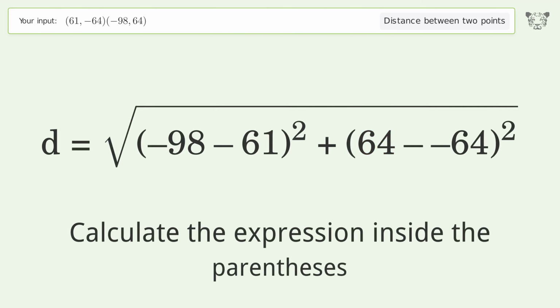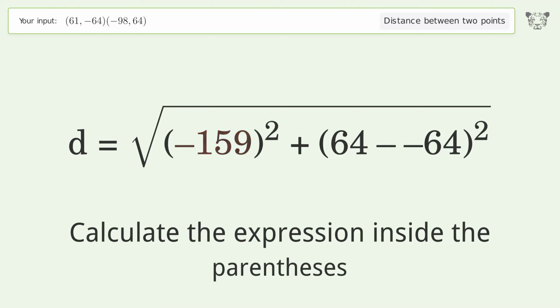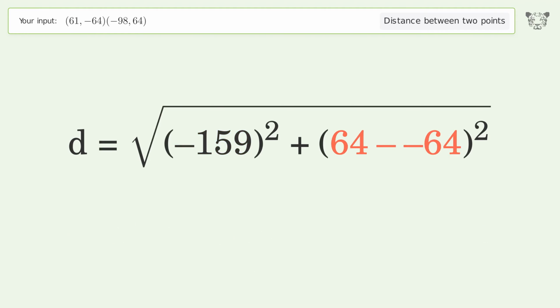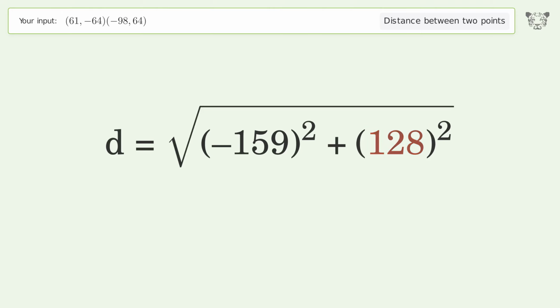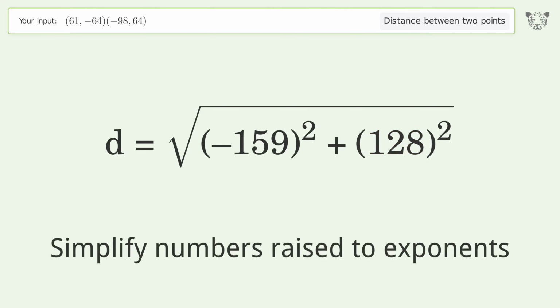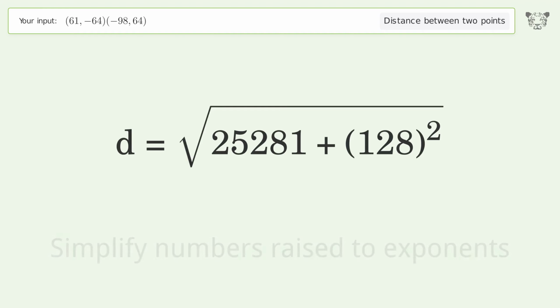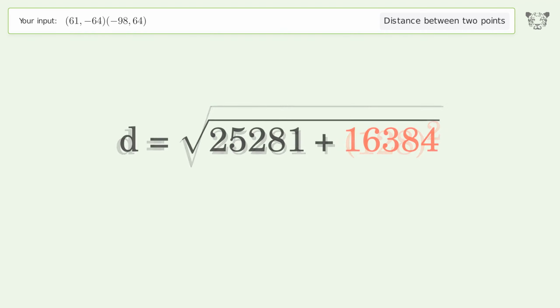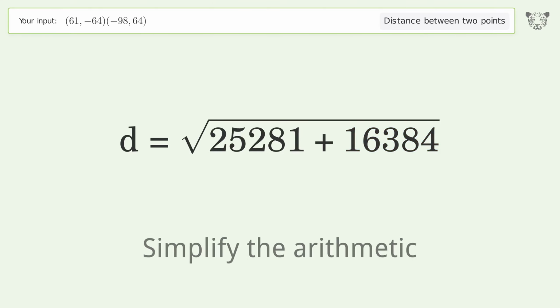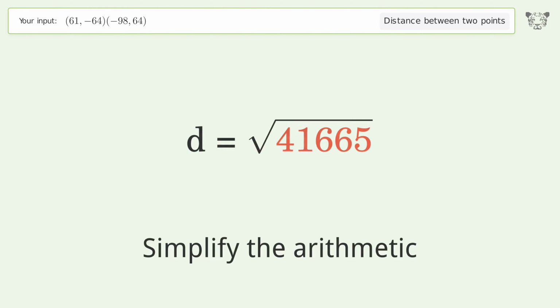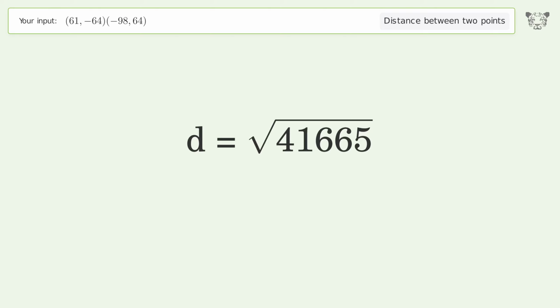Calculate the expression inside the parentheses. Simplify numbers raised to exponents. Simplify the arithmetic. And so the distance between the 2 points is the square root of 41,665, or 204.12.